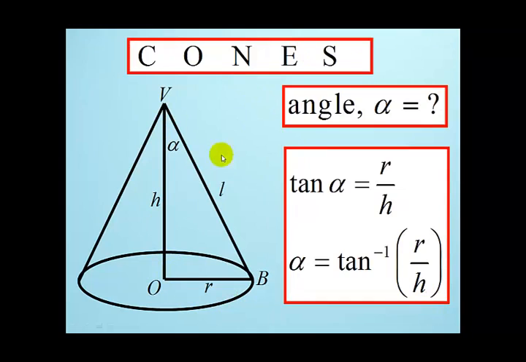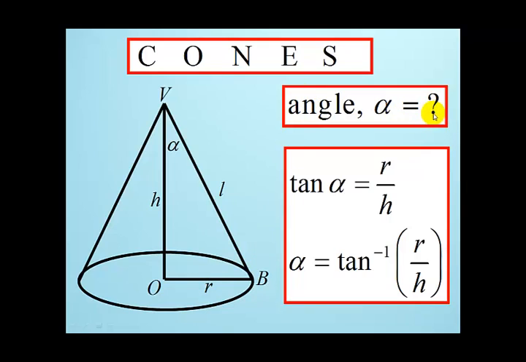Now, still considering the cone, we said that the angle alpha is called the semi-vertical angle. VO, that is h, is the height of the cone. VB, that is L, is the slant height of the cone. And OB, that is R, is the base radius of the cone. Now the angle alpha equals question mark. This means we are searching for the angle alpha.